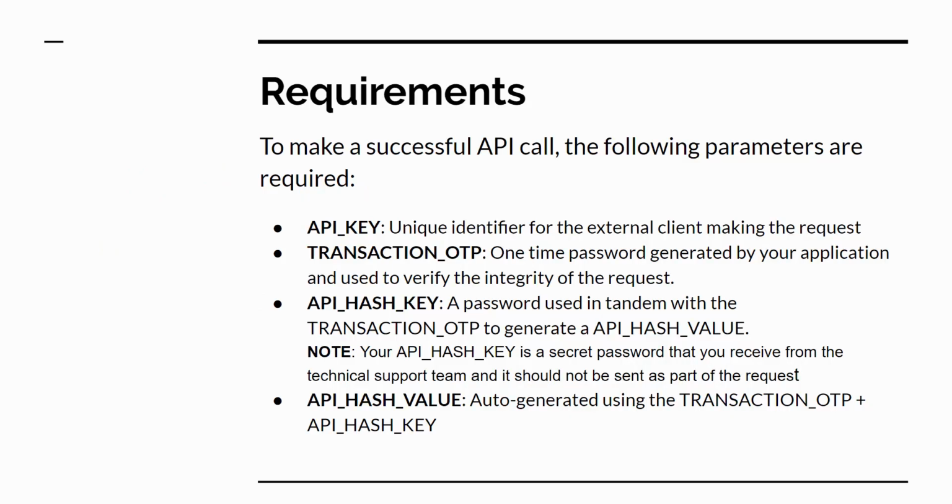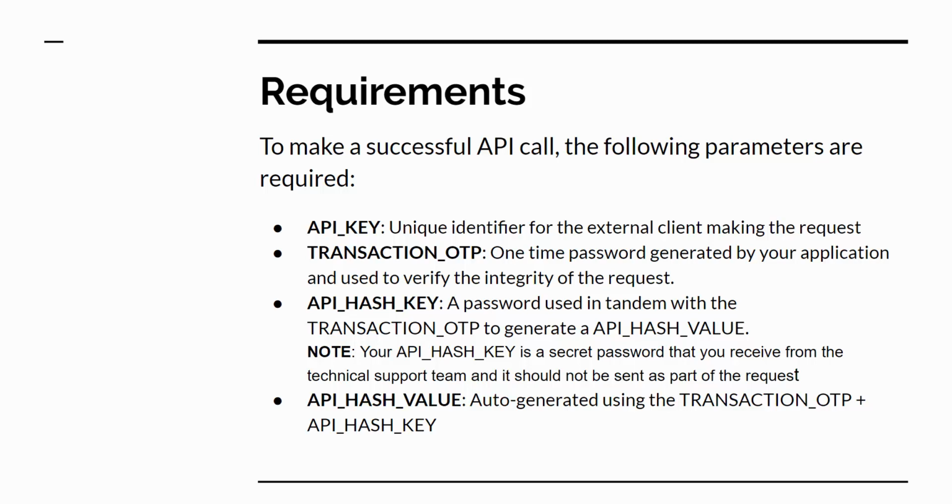Okay, so what are the requirements to be able to make an API call? To make a successful API call, you're going to need an API key, which is a unique identifier for the client making the request. You're also going to need a transaction OTP, which is a one-time password that's generated from the client application. The NASSCO MIS does not generate this code for you. Your client is the one that generates this transaction OTP.